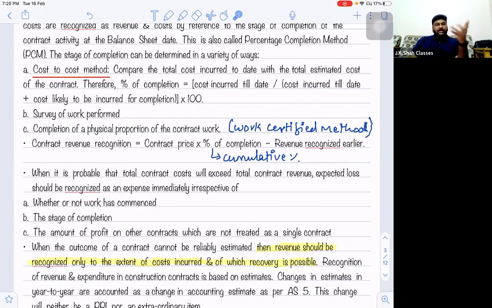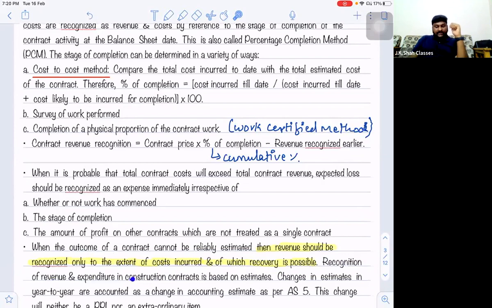So for all these 3 or 4 years, whenever the contract is going on, whatever cost you are incurring, the same proportion of revenue will be recorded. Technically no profit or loss will arise in the first 2, 3, 4 years. Whatever the profit or loss is will come at the end. See what they write: when the outcome of a contract cannot be reliably estimated, then revenue should be recognized only to the extent of cost incurred of which recovery is possible.